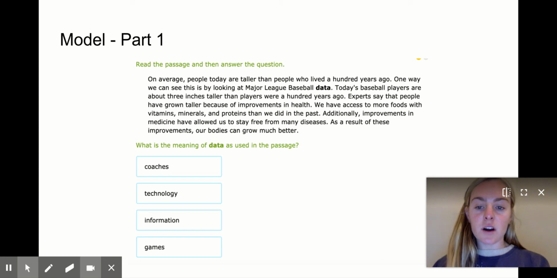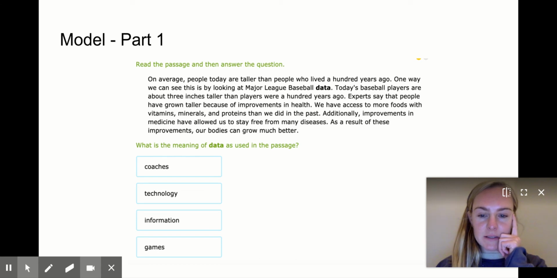So it says, on average, people today are taller than people who lived 100 years ago. One way we can see this is by looking at Major League Baseball data. Today's baseball players are about 3 inches taller than players were 100 years ago.